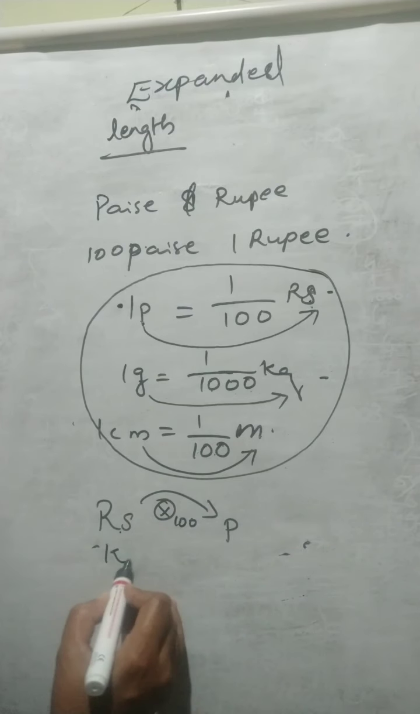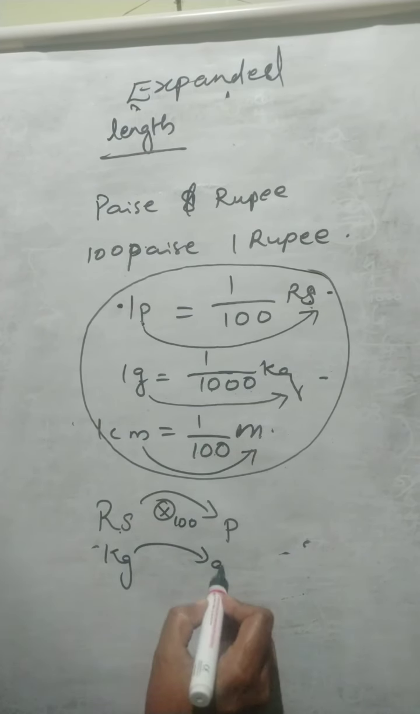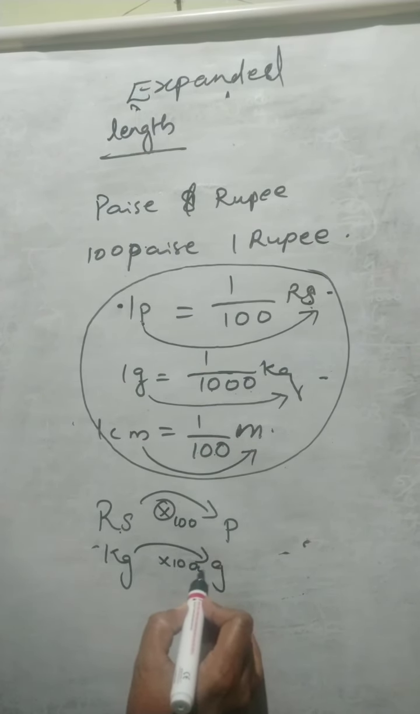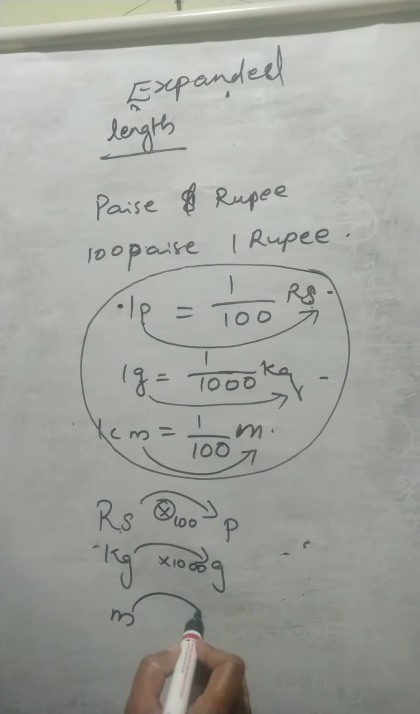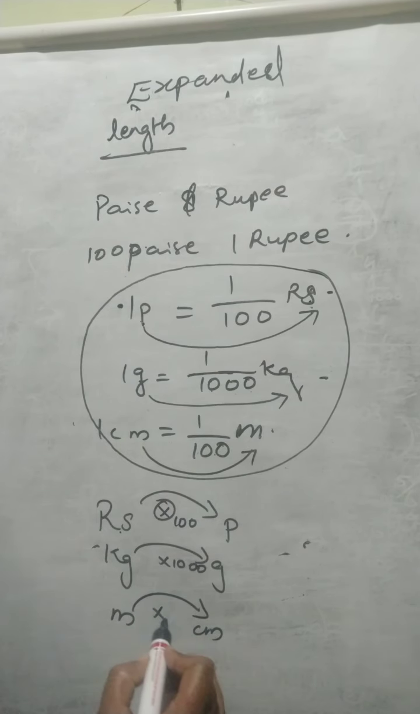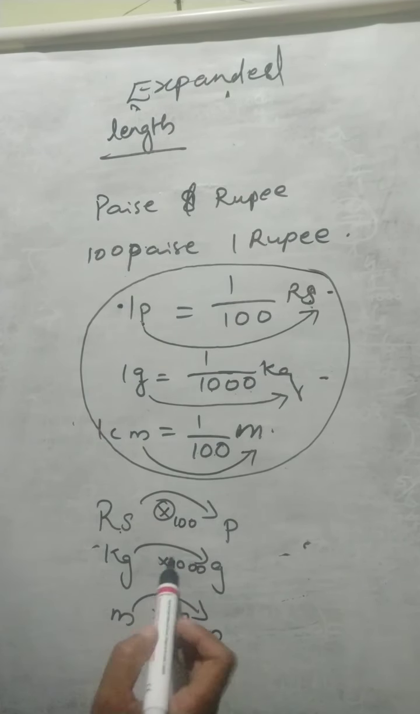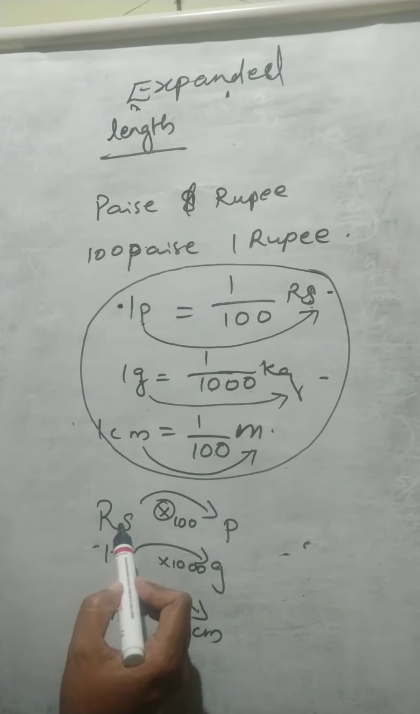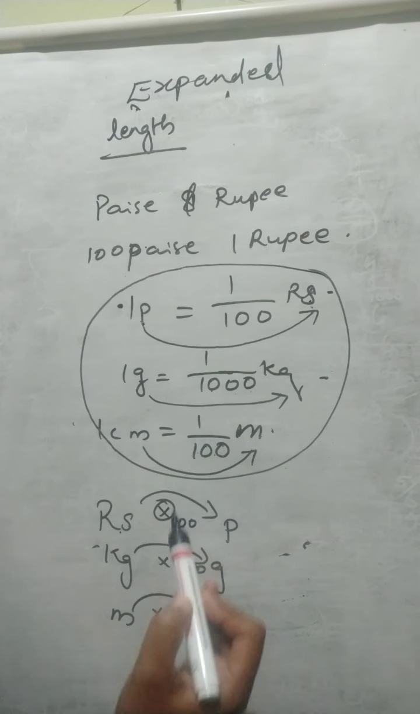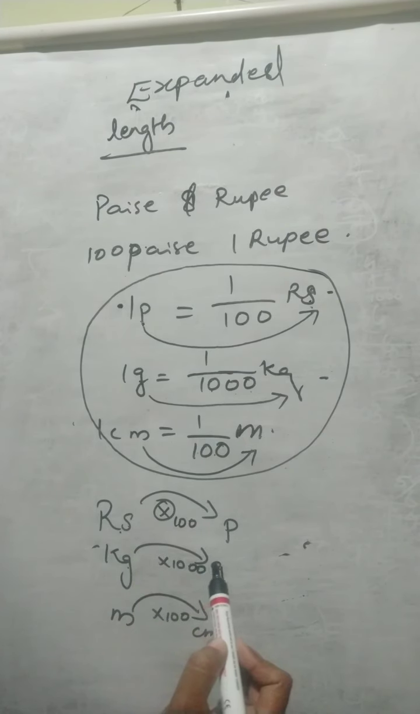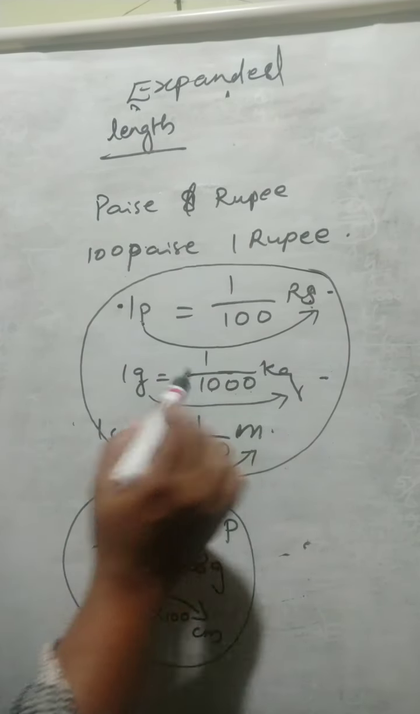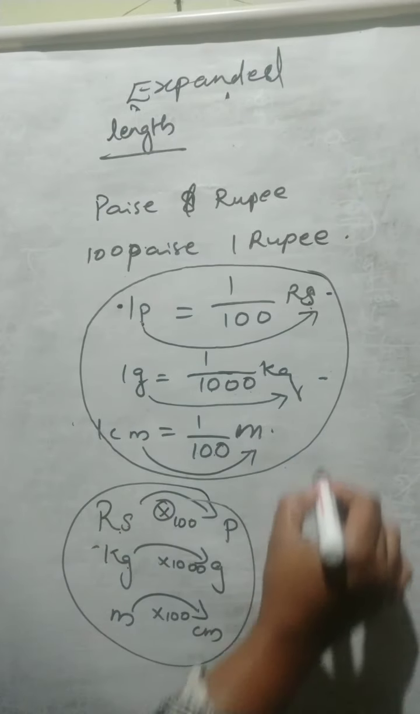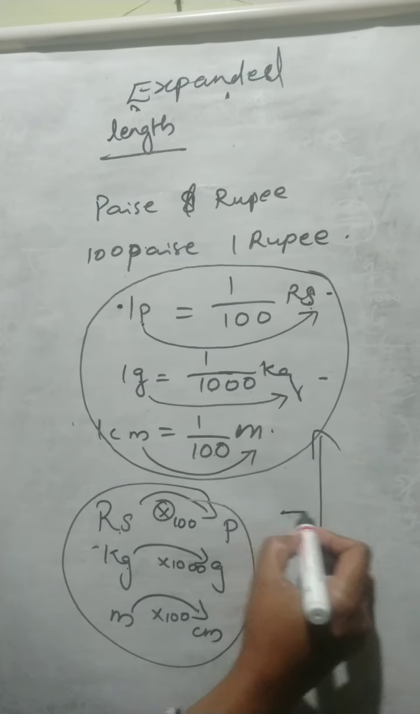Then in case of kilogram, if we are converting to gram, we have to multiply by 1000. Then in case of meter, when we are converting to centimeter, we have to multiply by 100. That means here we are converting higher units to smaller units. Here also meter to centimeter, we have to multiply. Then in case of smaller units to higher units, we have to divide.